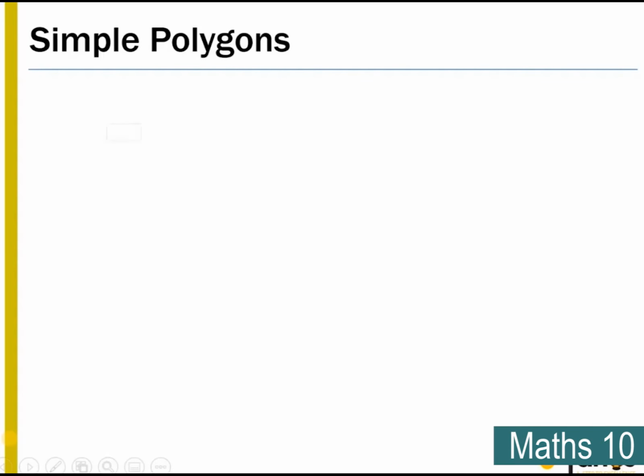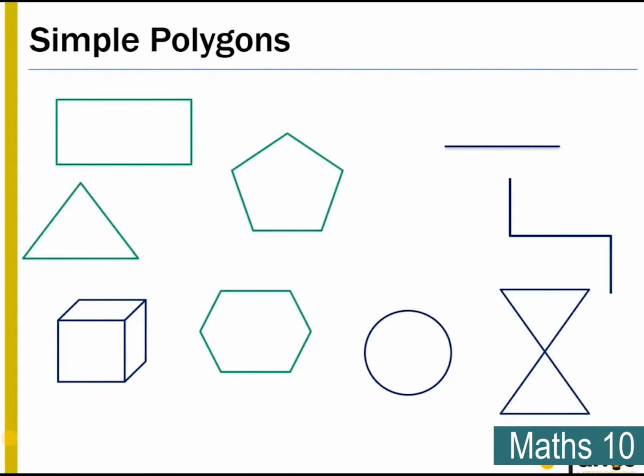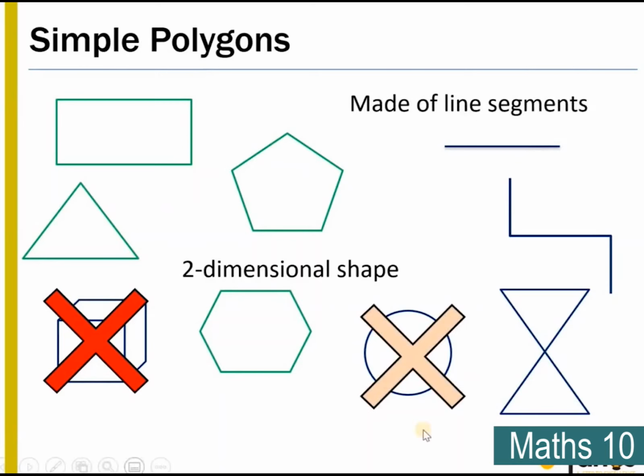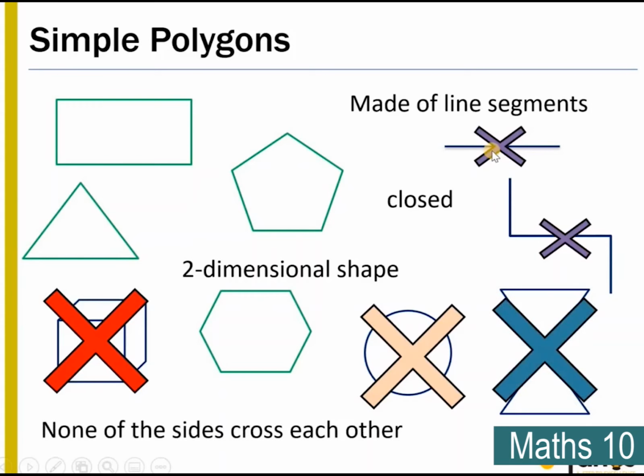Simple polygons. A polygon has to be a two-dimensional shape, so this is not a polygon. It's made of line segments, so this is not a polygon because this has a curve. It has to be closed, so these are not polygons. And none of the sides cross each other, so this is not a polygon. These four shapes here are two-dimensional, closed shapes made of line segments that do not cross each other, so these are all polygons.